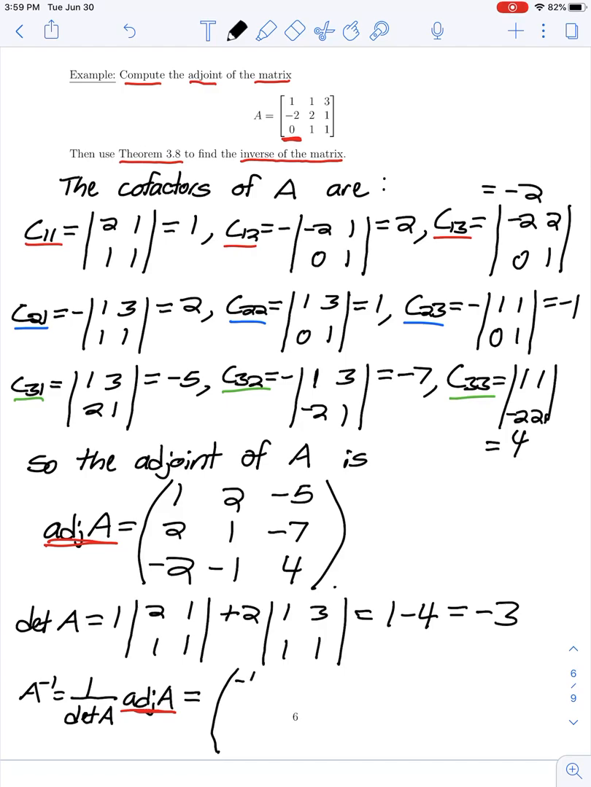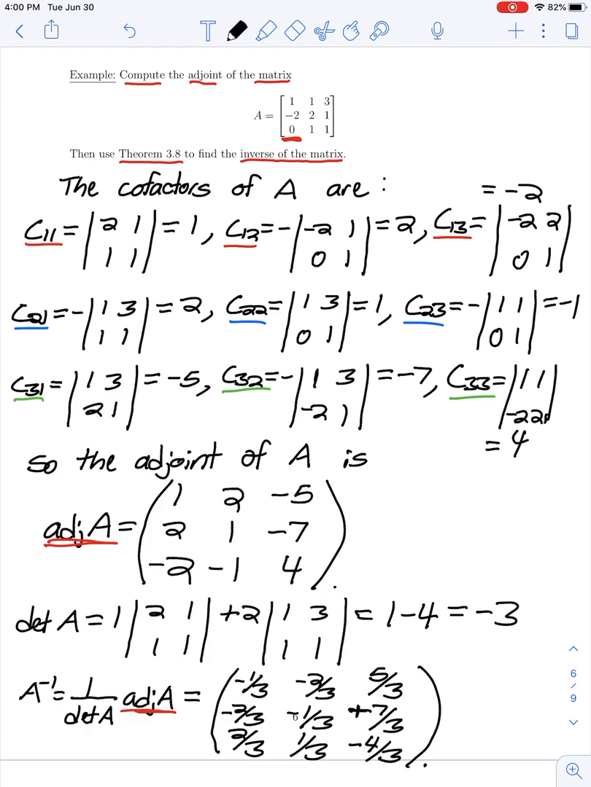So in this case, -1/3, -2/3, +5/3, -2/3, -1/3, -7/3, and +7/3. And then our last row, we've got a +2/3, +1/3, -4/3. All right. So this would be our inverse matrix, making use of that adjoint formula.